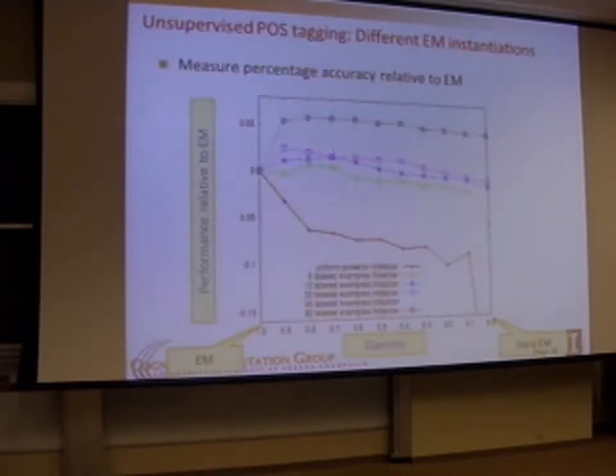So just to illustrate the type of things you can get here, I'm showing one set of experimental results that have to do with part-of-speech tagging. What you see here is a collection of curves that depend on the level of initialization, how many examples we initialize with. On this side, you have EM. On the other side, you have hard EM. And what you can see is relative performance, that is, relative to EM.